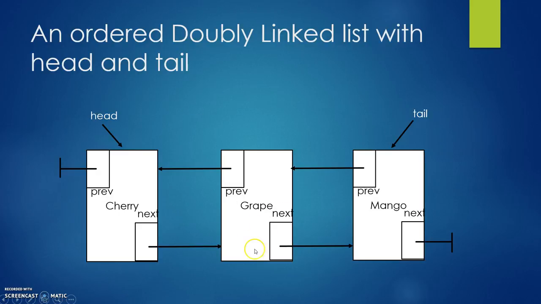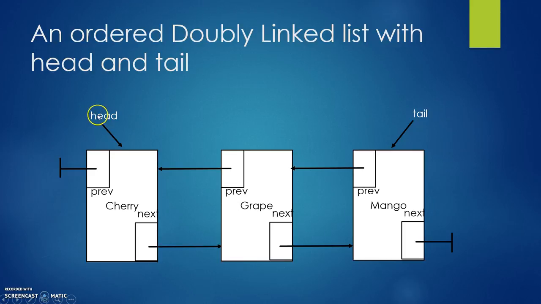So in this example right here, I have an ordered doubly linked list, cherry, grape, mango, I'm showing as being ordered. And so cherry at the front doesn't have a previous, but its next is pointing to grape. From grape's point of view, its previous is pointing to cherry, and its next is pointing to mango. From mango's point of view, its previous is pointing to grape, and its next is, well, null.